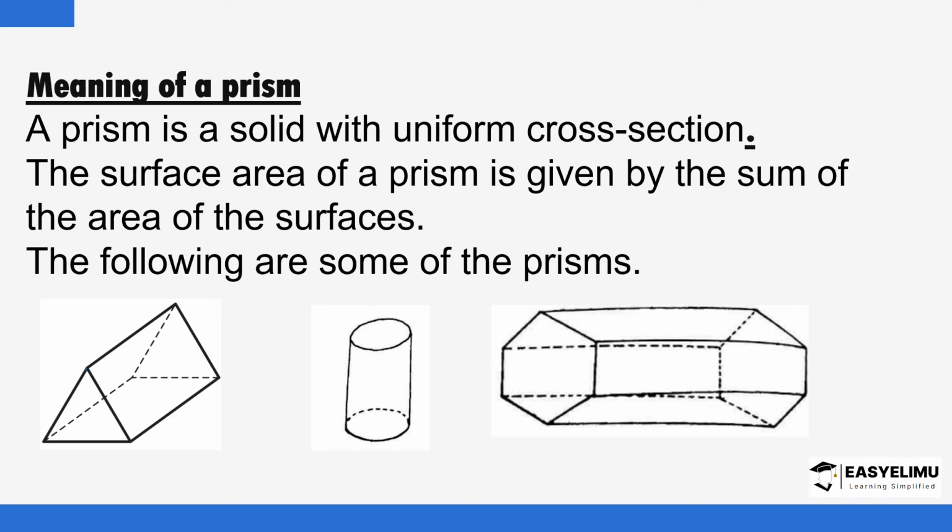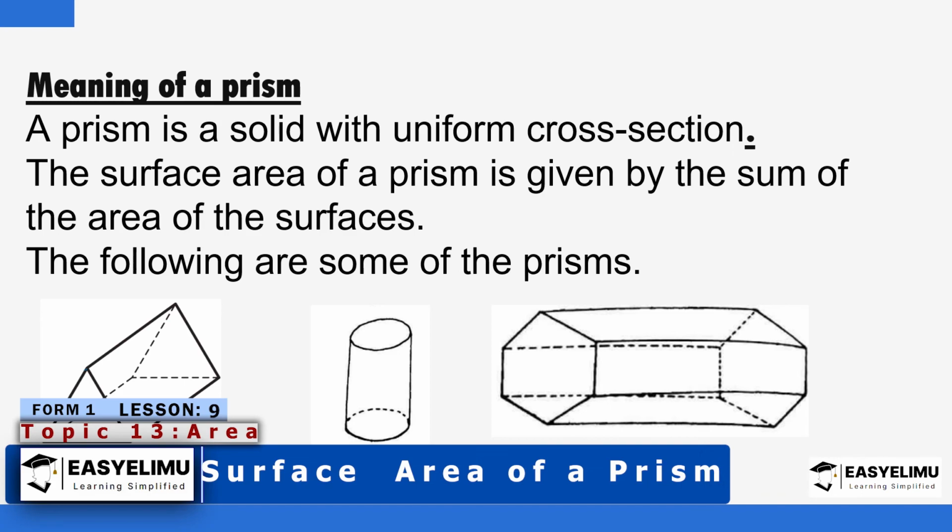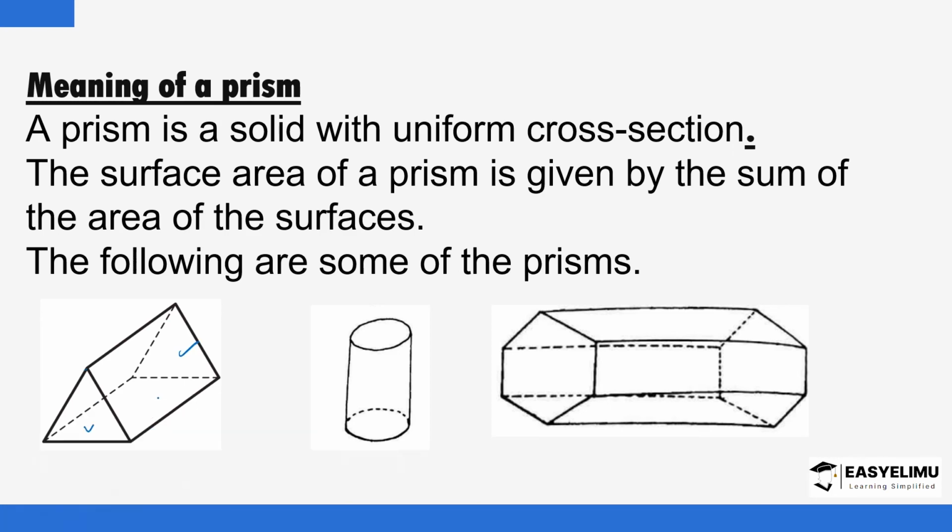So the surface area of a prism is given by the sum of all the areas of the surfaces. Like this one here, we work out this surface, the other surface, there is another one here, another one down here. So you add all of them and that is going to give you the total surface area. When it comes to this, we have the curved surface, and we have the flat surface at the top and another flat surface at the bottom.